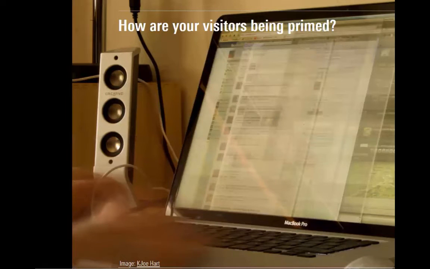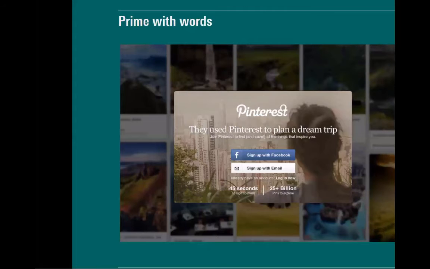So what you want to think about is, how are the visitors to your website being primed? If we know it's so easy that even wine tasters can have how they taste something affected, then we know that probably everything happening on your website is also priming people to take certain actions and perceive certain things. So let's walk through some ways that we can use priming on your site.